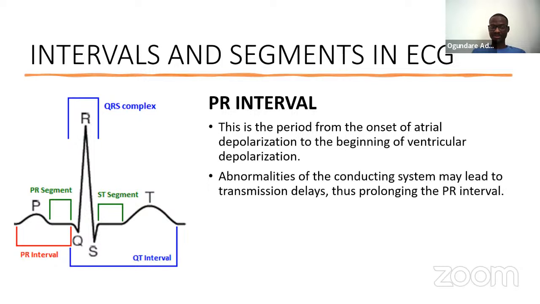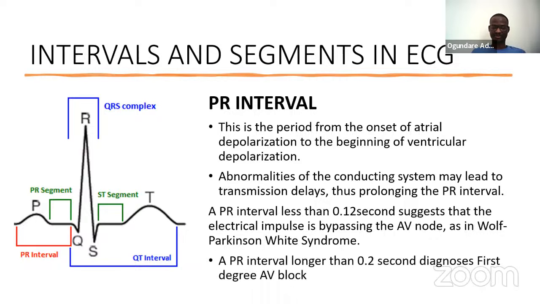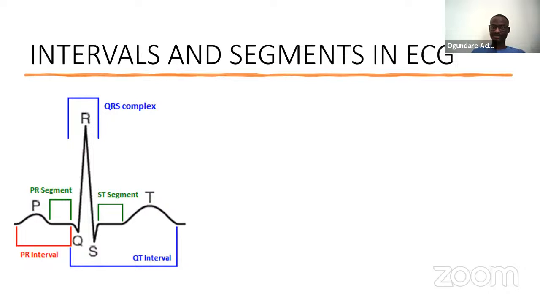Abnormalities of the conducting system may lead to transmission delay, thus prolonging the PR interval. A PR interval less than 0.12 seconds suggests that the electrical impulse is bypassing the AV node, as in Wolff-Parkinson-White syndrome. A PR interval longer than 0.2 seconds is diagnostic of first degree heart block. Heart block is the same as AV block.